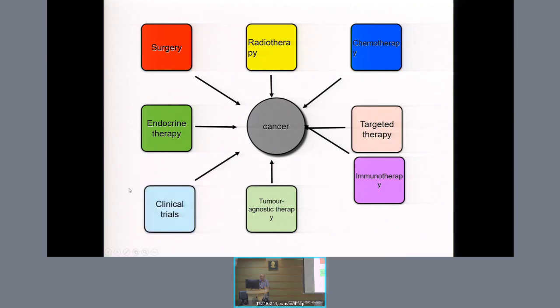Then, if all these modalities we have used, or whatever we have planned and we have used, and the cancer is not responding, you diagnose, you plan treatment, you start treatment.